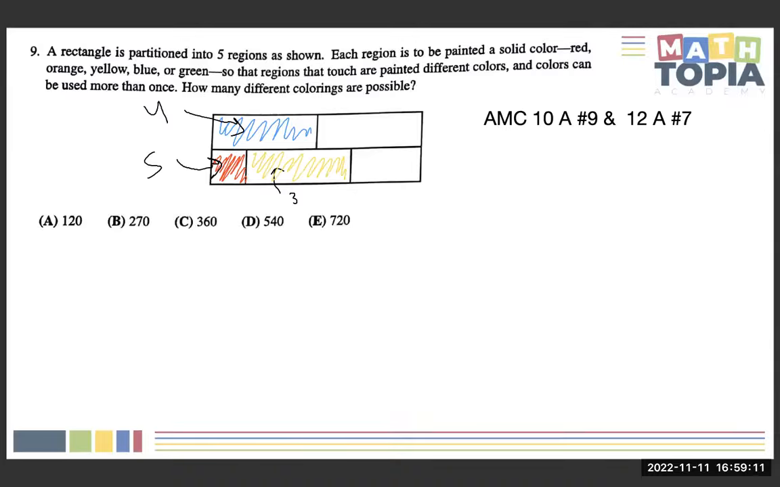Well, let's move on to this region. How many ways are there to color that region? Well, it is touching the yellow and the blue. It's not touching the red, so it can be colored red, which means that there are, once again, 3 possibilities. Okay, let's say I color it red again.